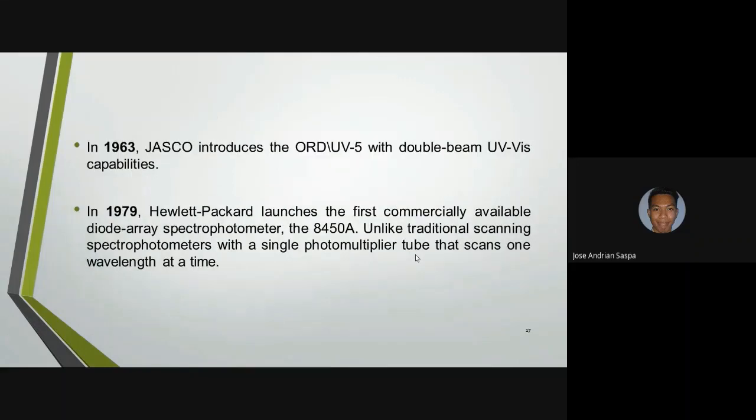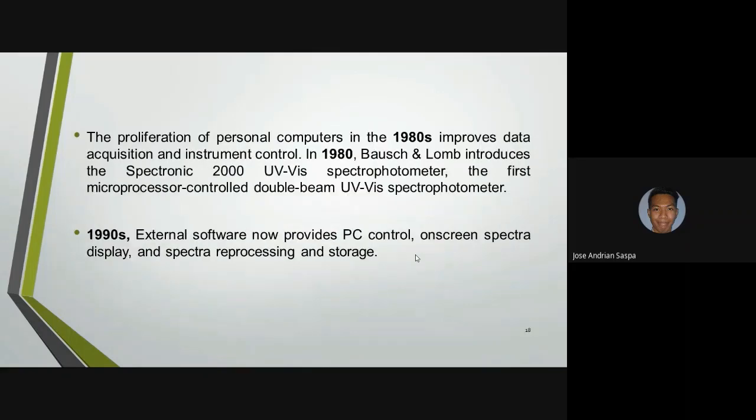In 1963, JASCO introduced the ORD/UV-5 with double beam UV-vis capabilities. In 1979, the first commercially available diode array spectrophotometer was launched. And then in the 1980s, the proliferation of personal computers improved data acquisition and instrument control.